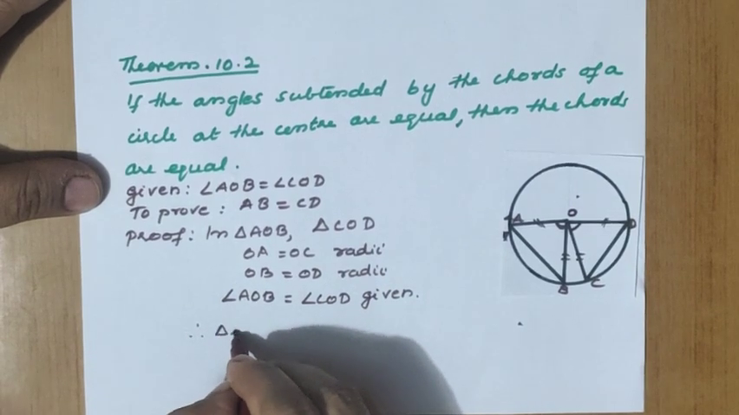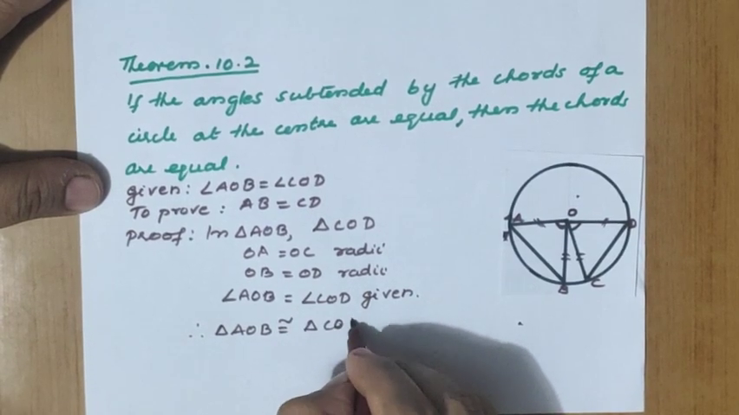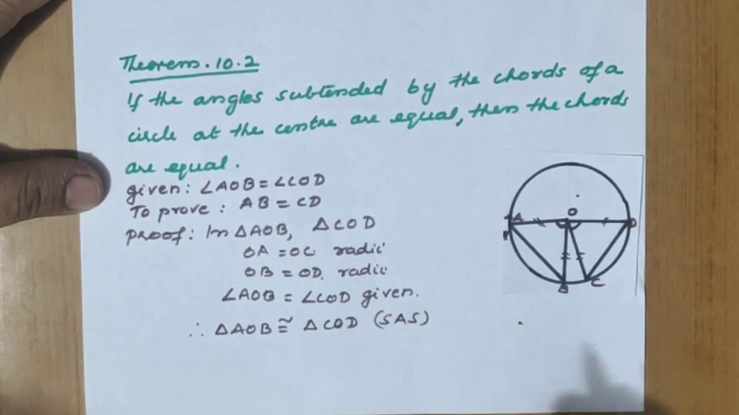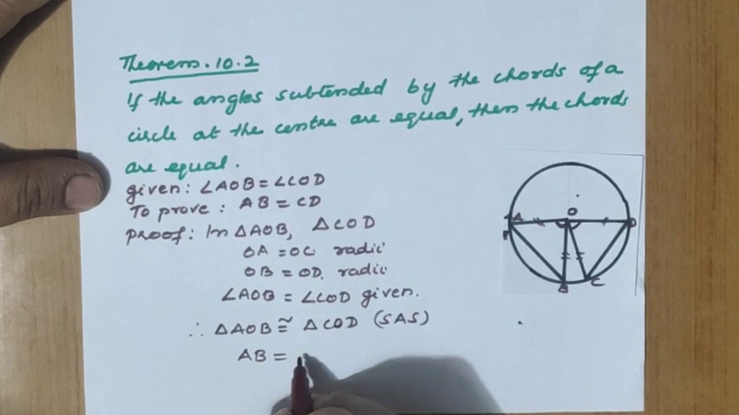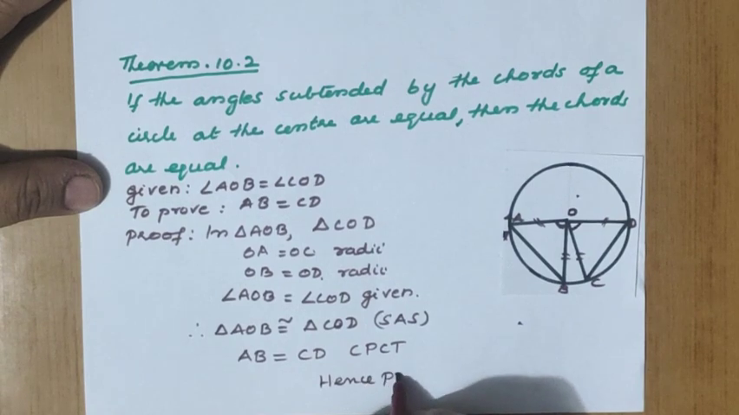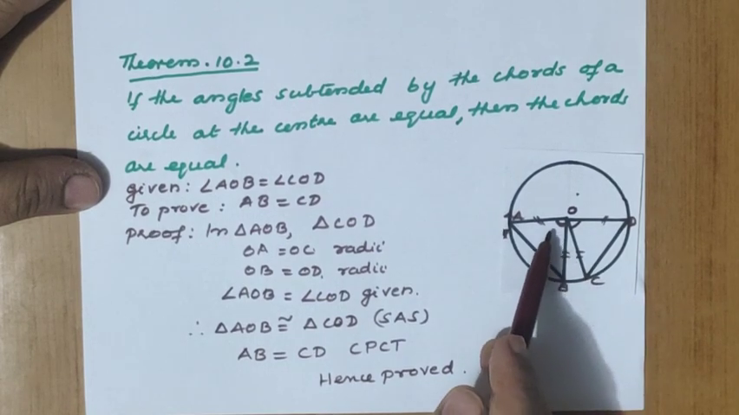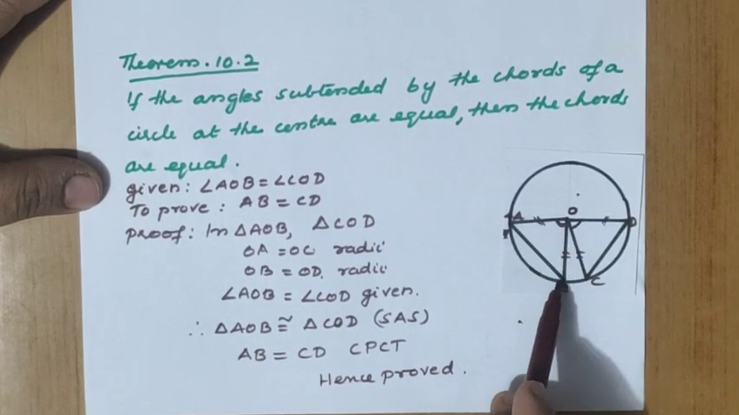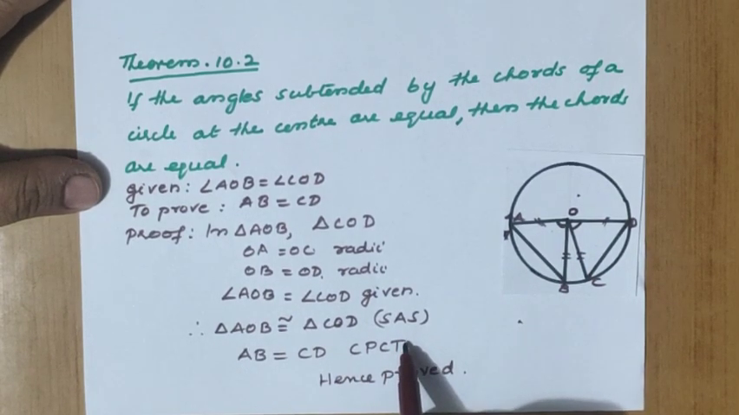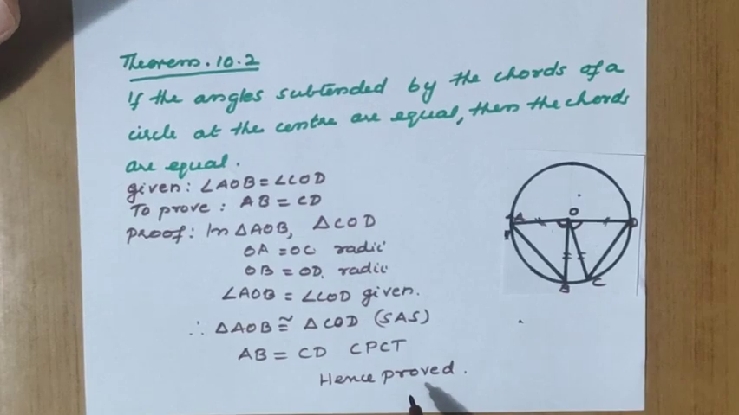So therefore triangle AOB is congruent to triangle COD. Which is the criteria this time? It is SAS, because two sides and the included angle. Now what can you say about AB? AB and CD are equal by CPCT, hence proved. Easy, just a little bit of change in the concept. This is the converse of the first theorem. So what have we taken this time? OA equal to OC, OB equal to OD and angle AOB equal to angle COD. Therefore both the triangles are congruent by SAS criteria and therefore AB equal to CD. The chords are equal.